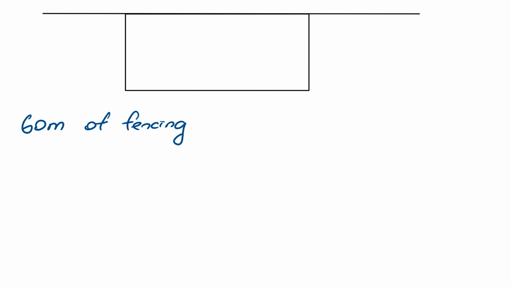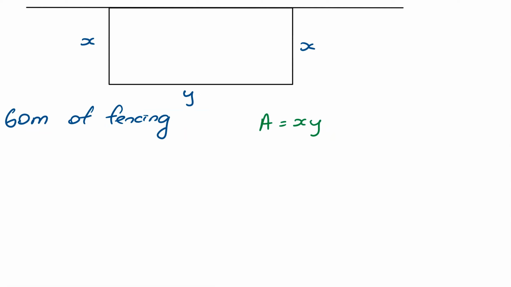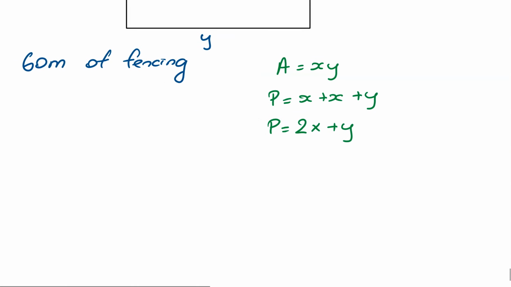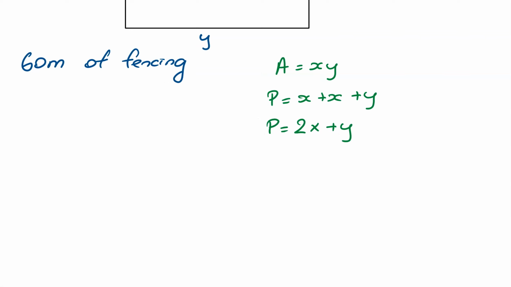Let's say I name this side x, and this side x, and this side y. So we know that area is x times y, because it's the area of a rectangle. And the perimeter, which I'll write as P, is going to equal 2x plus y, because we've got three sides. And we know the perimeter is 60 meters. So we've got 2x plus y equals 60.